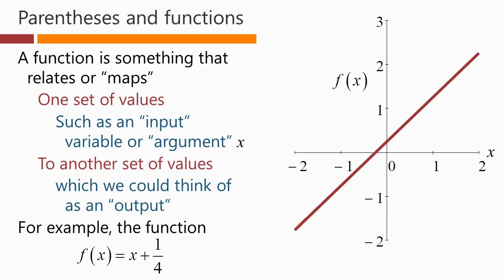So for example, here's a very simple function. The function f of x equals x plus a quarter. So that turns out to be a straight line. On this graph, on the vertical axis, we're plotting f of x against x on our horizontal axis. And we see it's a nice straight line. When x is equal to 0, for example, we find that f of x is a quarter.